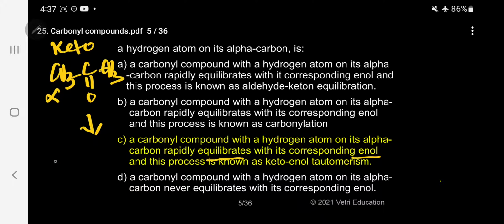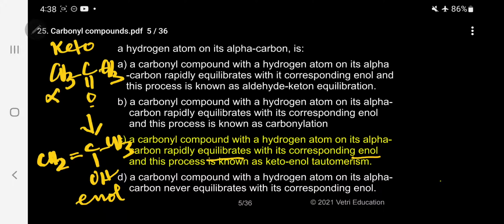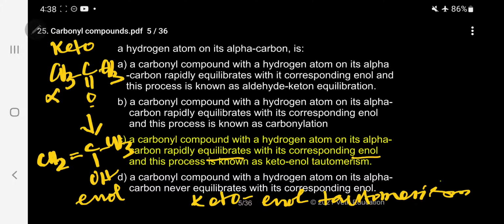What is the enol form? The alpha hydrogen atom shifts. Let me write the structure: CH2 double bond C OH CH3. Kindly follow now. This is the enol form. So this is called keto-enol tautomerism. So the correct statement is C.